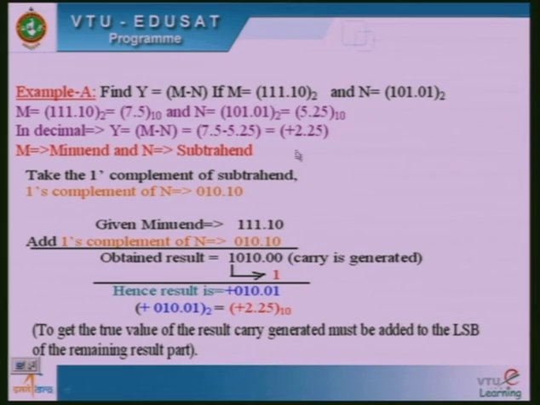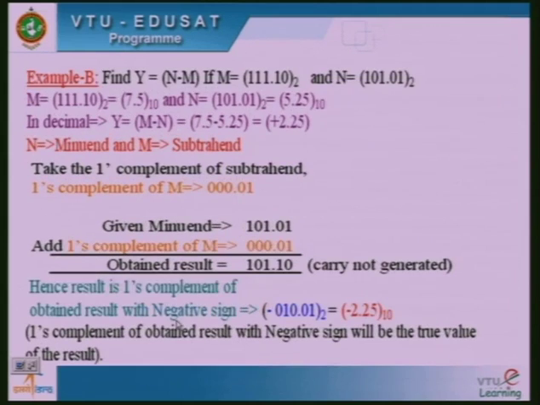Whatever we have done here with the decimal number has come true. So to get the true value of the result, the carry generated must be added to the LSB of the remaining result part when we perform the 1's complement subtraction with these fractional values.